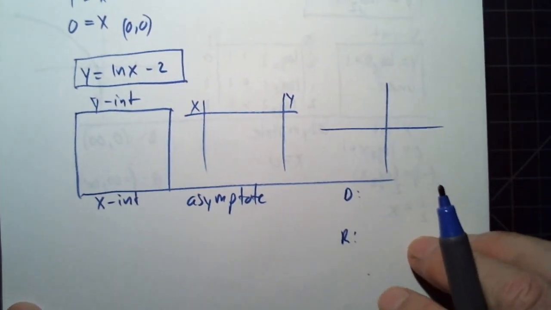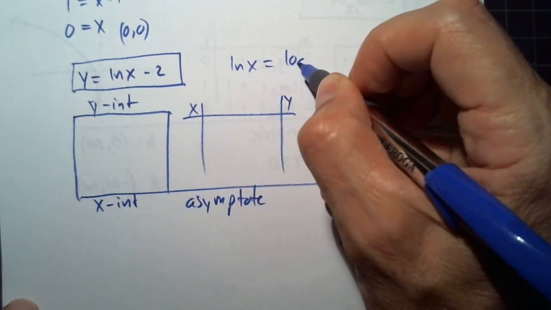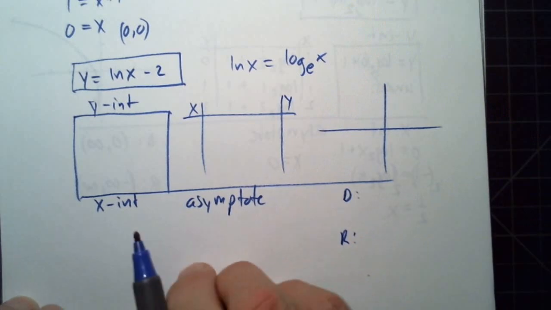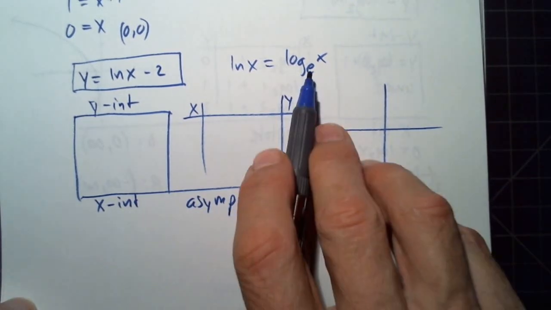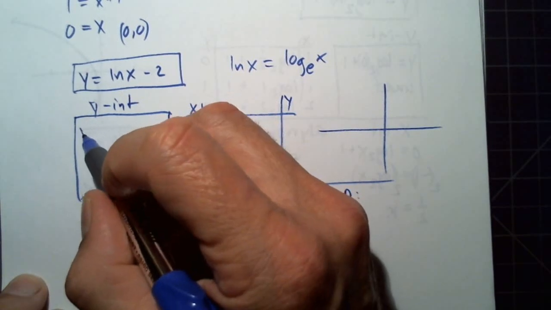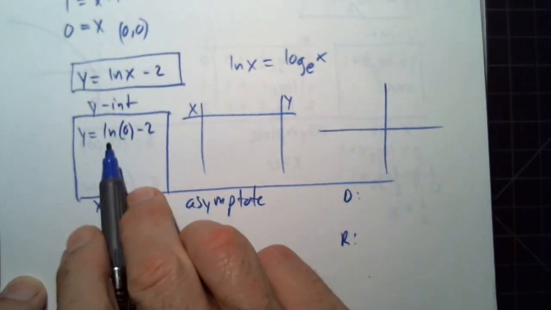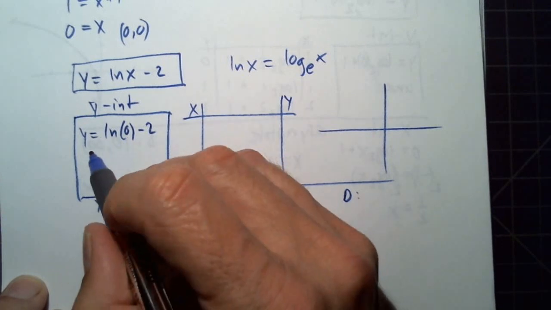And we can just keep doing the same strategy. Remember that ln x is the same as log base e of x, and maybe that would be easier to write it out. If you want to write it like that, you can. Y equals natural log of 0 minus 2. Log of 0 is undefined.